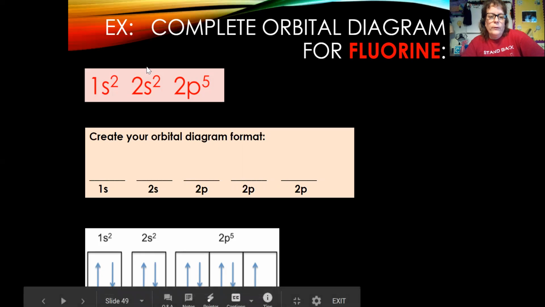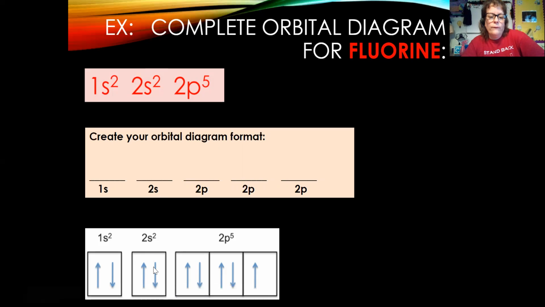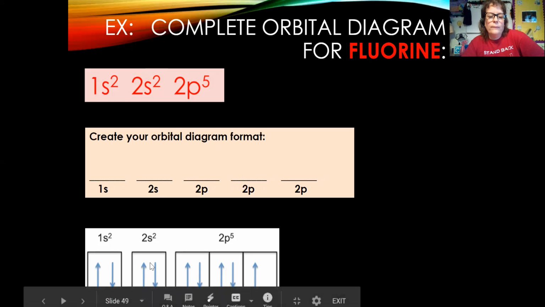Then you move on to the 2s orbital. It also has 2 electrons, so you're going to put 2 arrows in that orbital. It is now filled because you only put 2 electrons per orbital, and again, opposite spins.